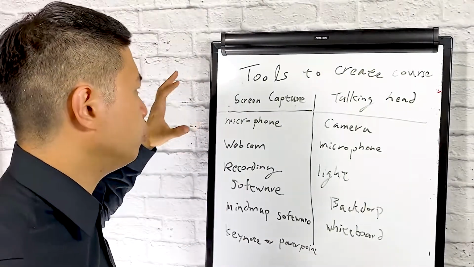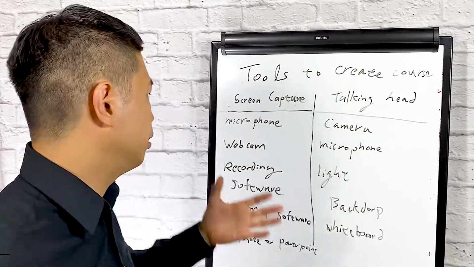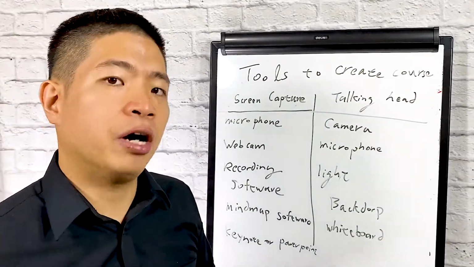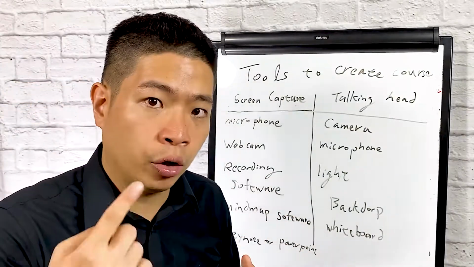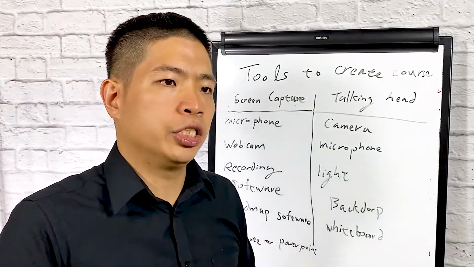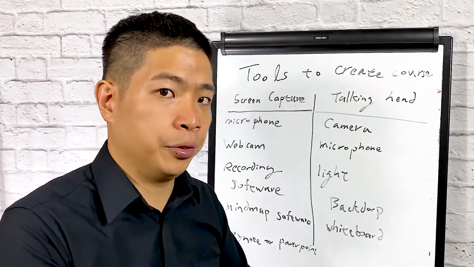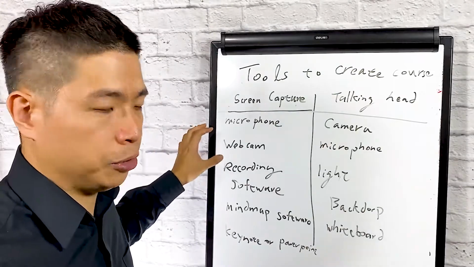So if you want to do screen capture, all you need is a microphone and a recording software. Now, there are some options for you. You can use some webcam, right? So you record your talking head as well. But sometimes it's really hard to operate on the computer and look at the camera at the same time. So this is a really option for you.